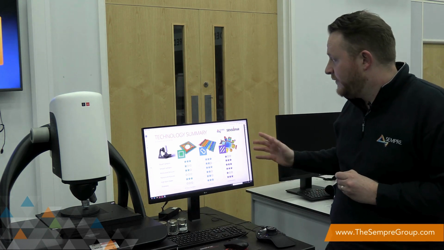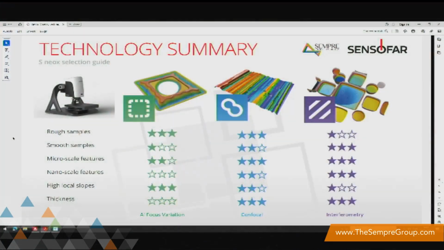The first thing to note is on our technology summary, where we're looking at the middle column. You're starting to see that confocal is probably the most versatile measurement technique. We're good at measuring rough samples, okay at measuring smooth samples, and on a micro scale feature, it's brilliant. For nanoscale features, it's not quite as optimal as using an interferometry technique. However, we can measure relatively high slopes. We can also measure thickness using the confocal technique.